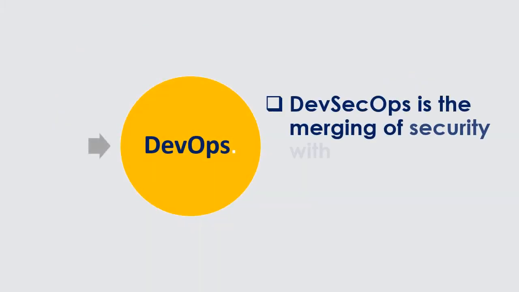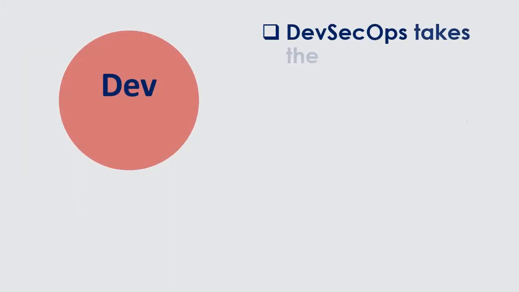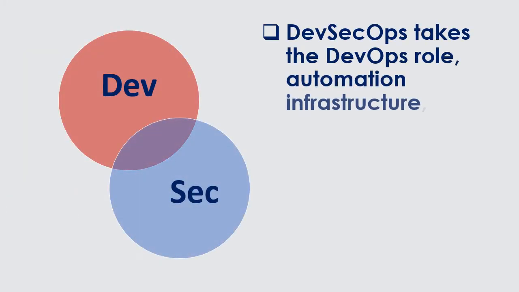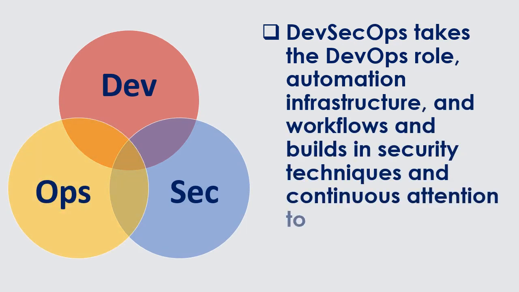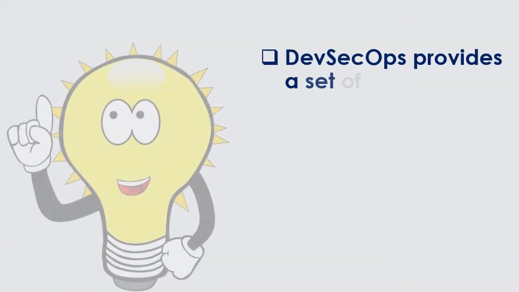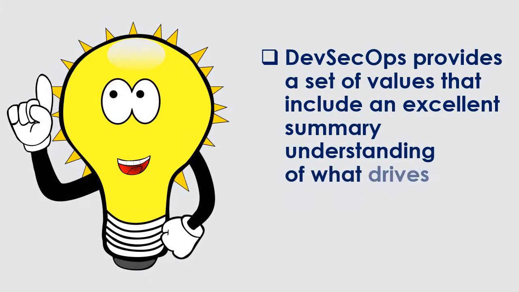DevSecOps is the merging of security with DevOps. DevSecOps takes the DevOps role, automation infrastructure, and workflows and builds in security techniques and continuous attention to security. DevSecOps provides a set of values that include an excellent summary understanding of what drives DevSecOps.